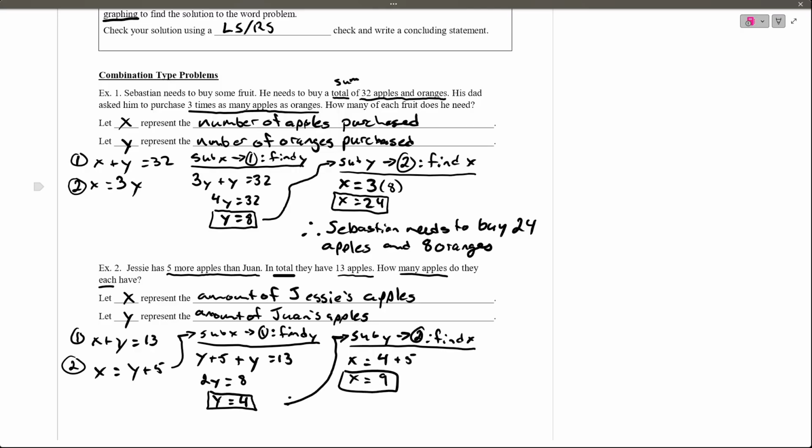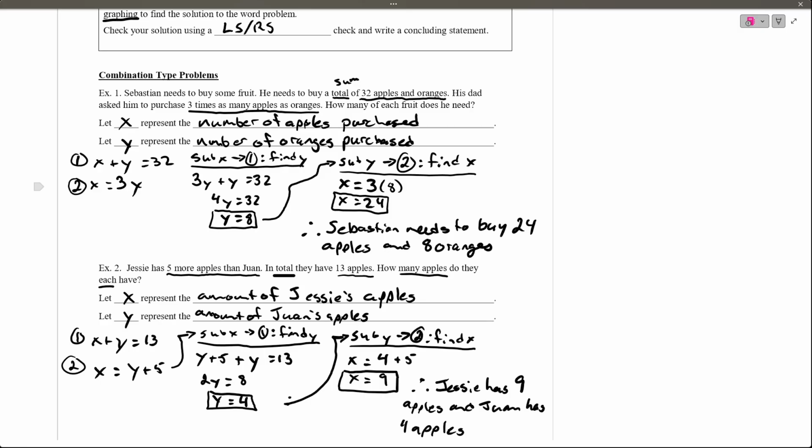So what that tells us is that combined, we have 9 plus 4, which is 13. Oh, that math looks pretty good. So therefore, we can say Jesse has 9 apples, because that was x. X represented the amount of Jesse's apples. So Jesse has 9 apples, and Juan has 4 apples.